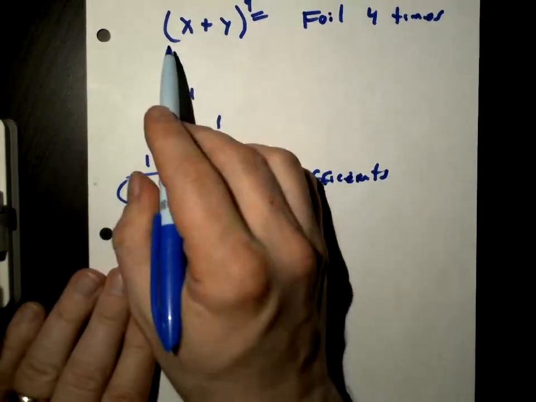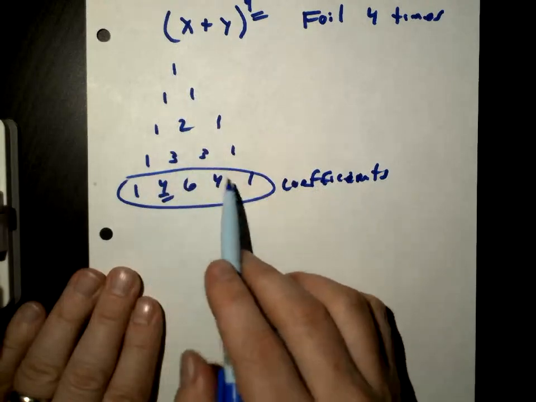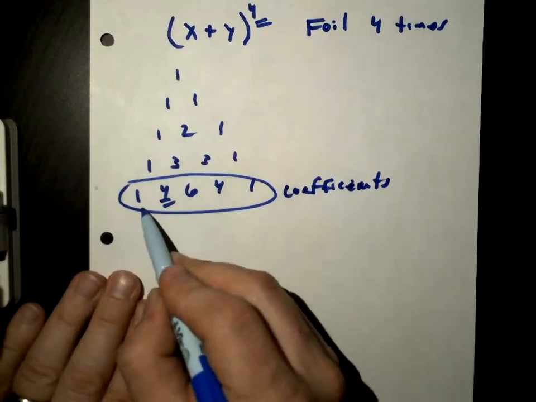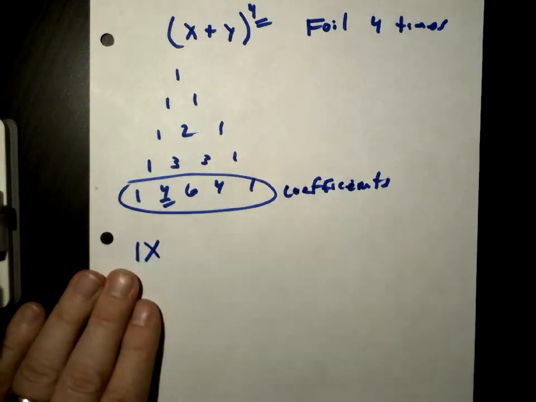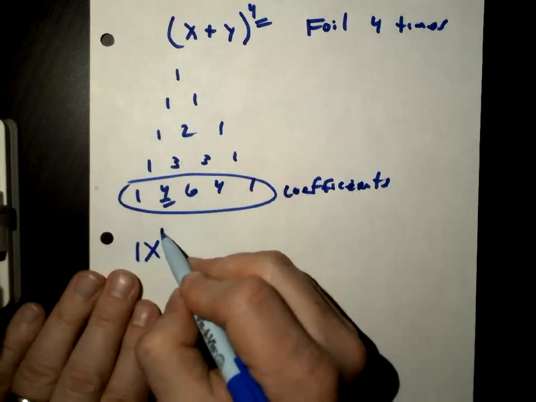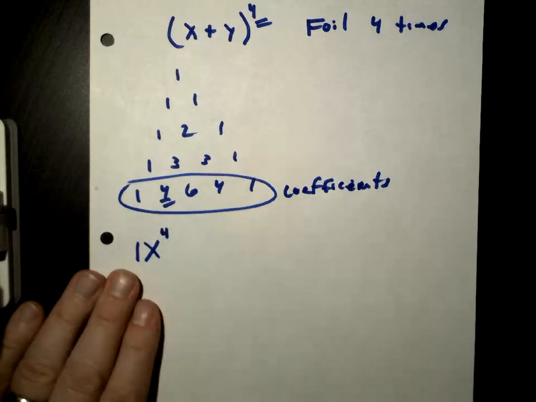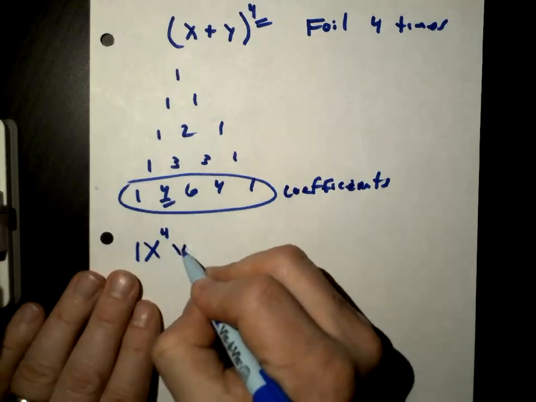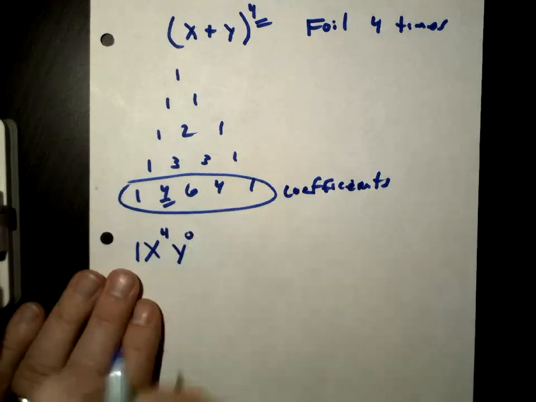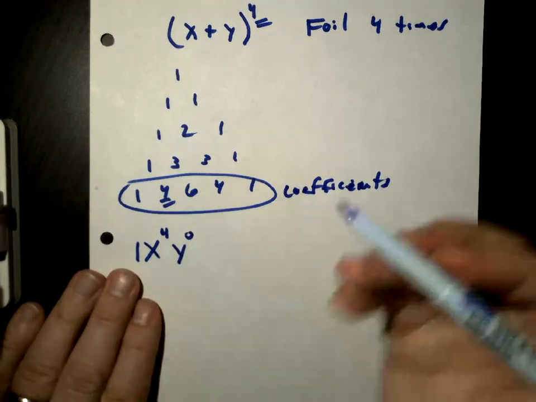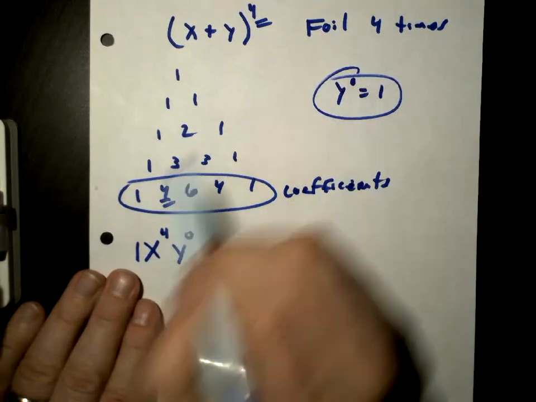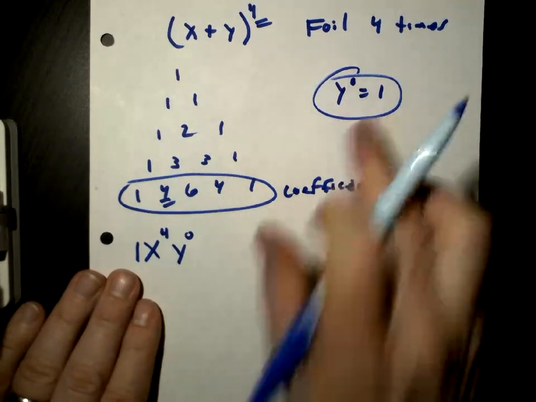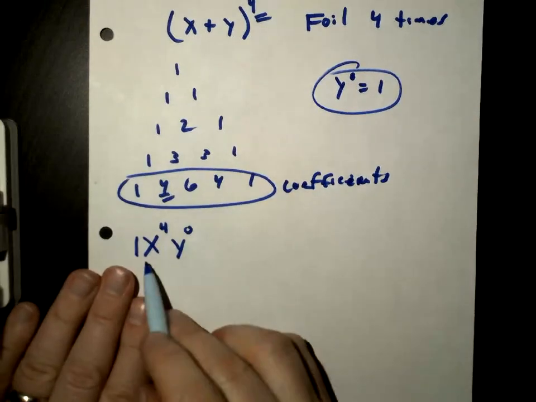So what I'm going to do is take these coefficients and write this out. So I'm going to use this one right here. Well, if I do this, that is technically 1, but that's x to the fourth power. And what I'm going to do, everybody, is put a y to the 0 power. And why? Anything to the 0 power is 1. So I can do that.